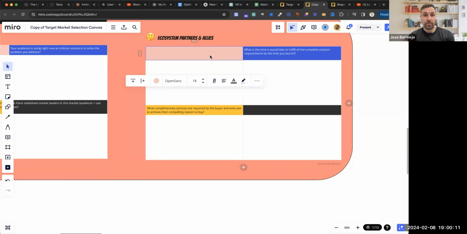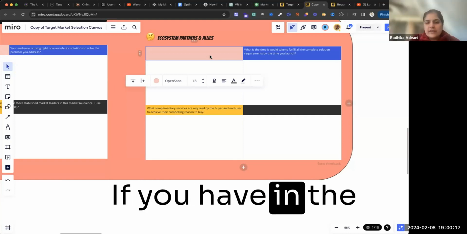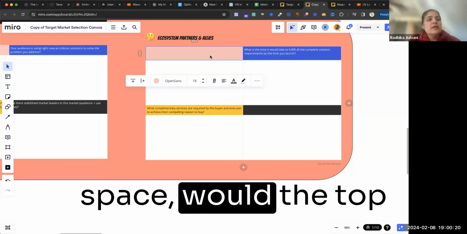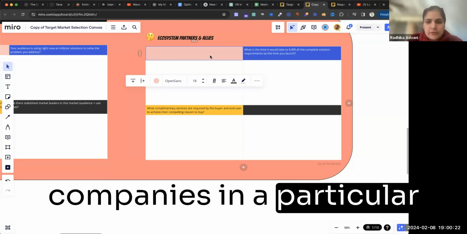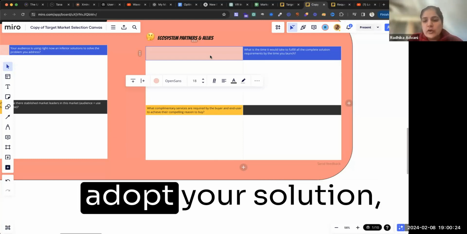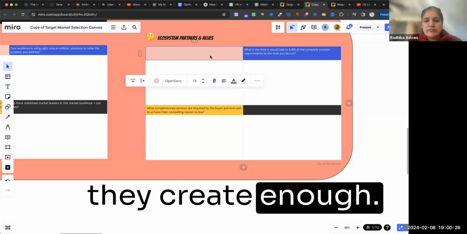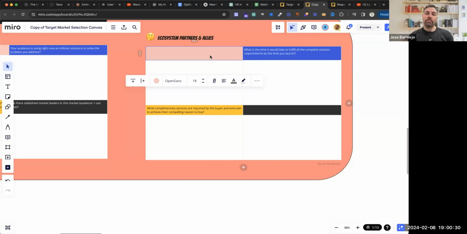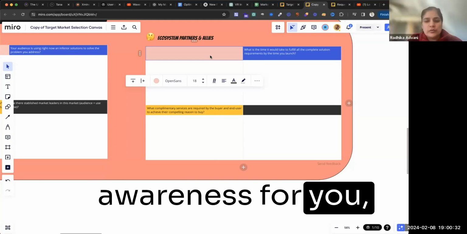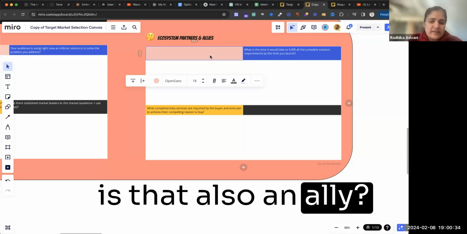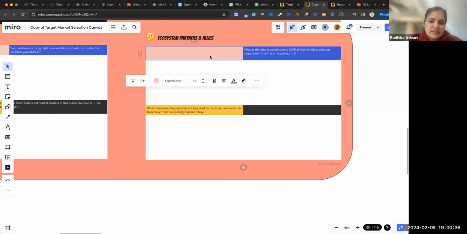Question: in the typical software space, would the top companies in a particular space be your allies? Because if they adopt your solution, they create enough noise or awareness for you. Is that also an ally? Can a customer be an ally?